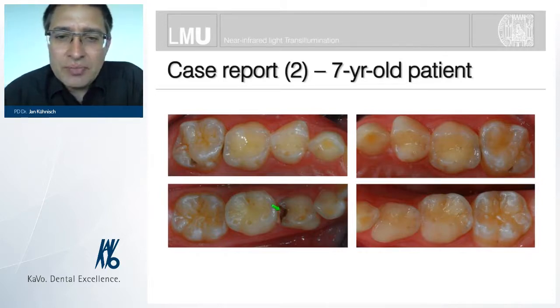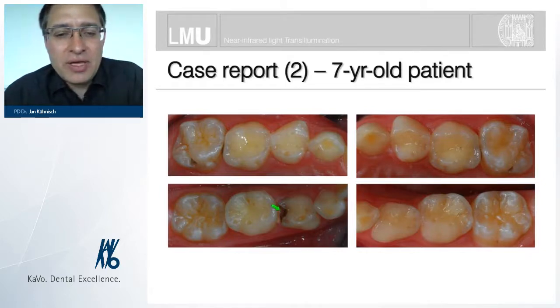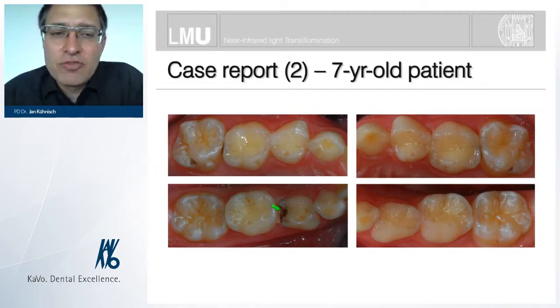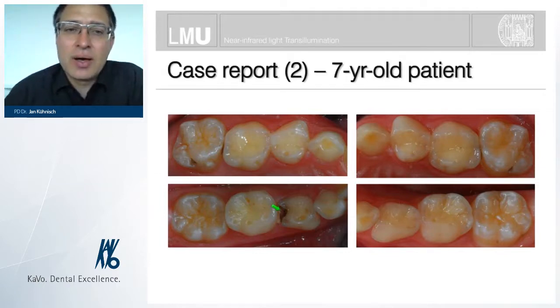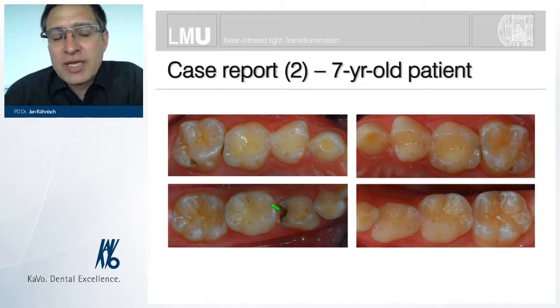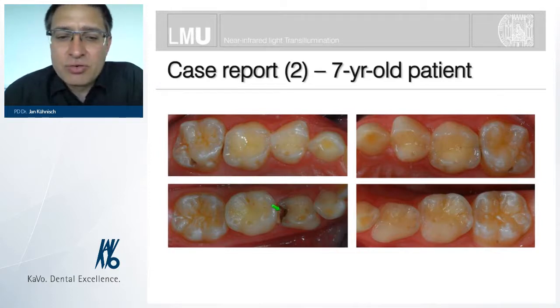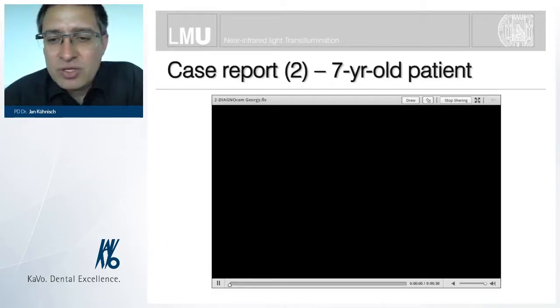And again, I made a video from the near-infrared light transillumination, and the aim is to detect any further problems, to detect any further lesions, and to see the severity of the caries process. So I start the video.